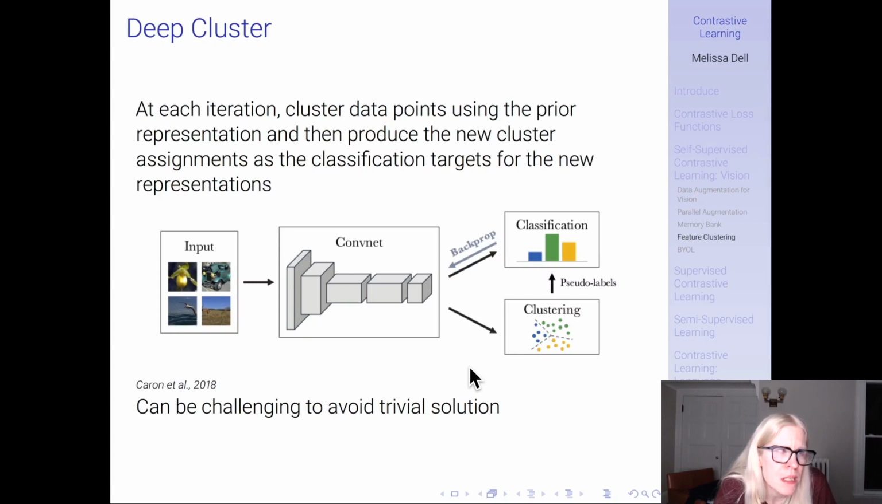Another thing I'll quickly mention is DeepCluster. So this is a bit of an older paper, but the idea of it is at each iteration you cluster data points using the prior representations and then produce the new cluster assignments as the classification targets for the new representations. And one of the things that's argued to be challenging about this is that it can be challenging to avoid a trivial solution.